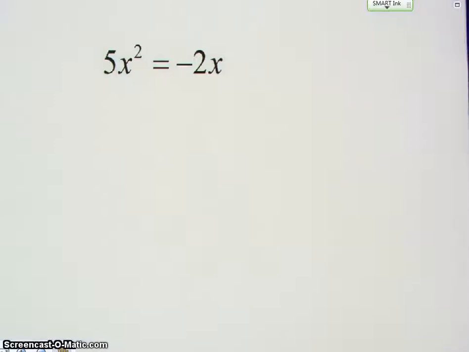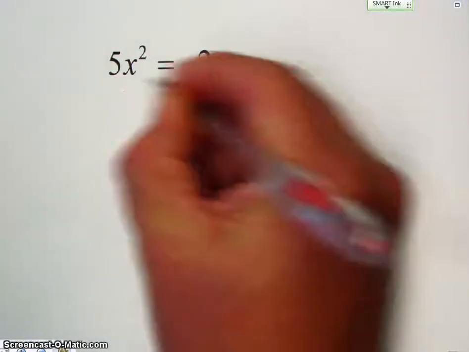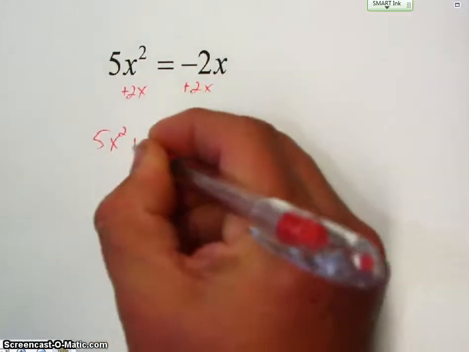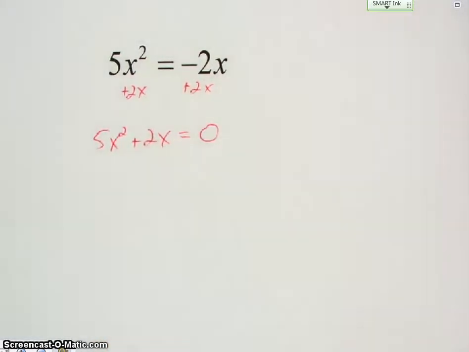Let's try another one. Okay, first step, we got to set it equal to 0. So that means I have to add 2x to both sides. So I get 5x squared plus 2x is equal to 0.